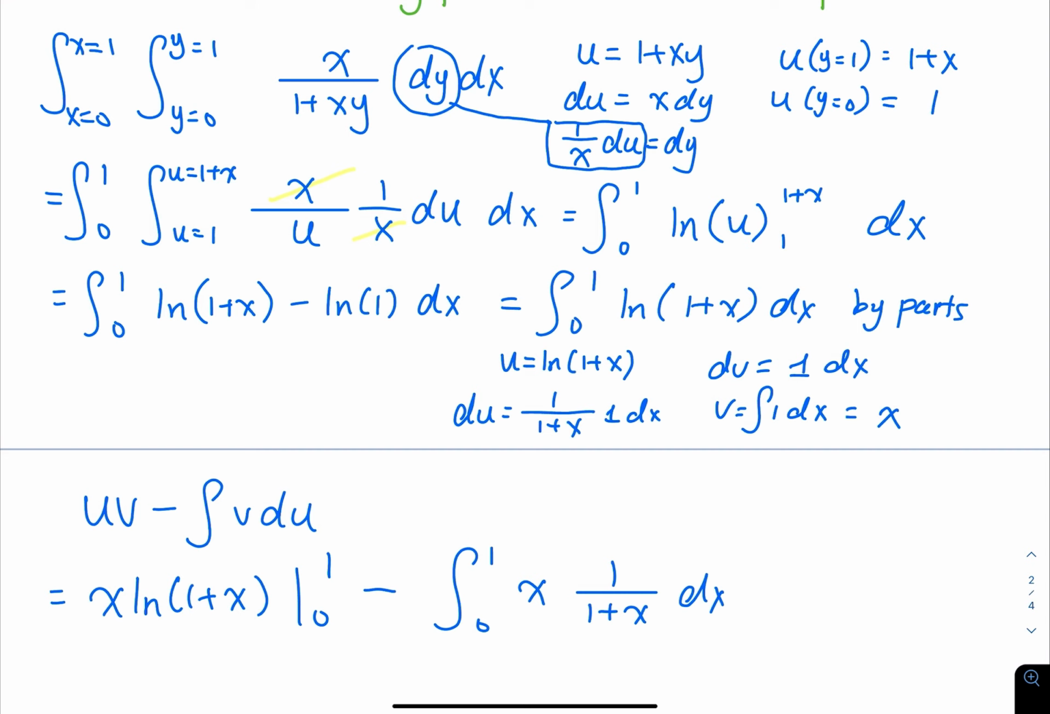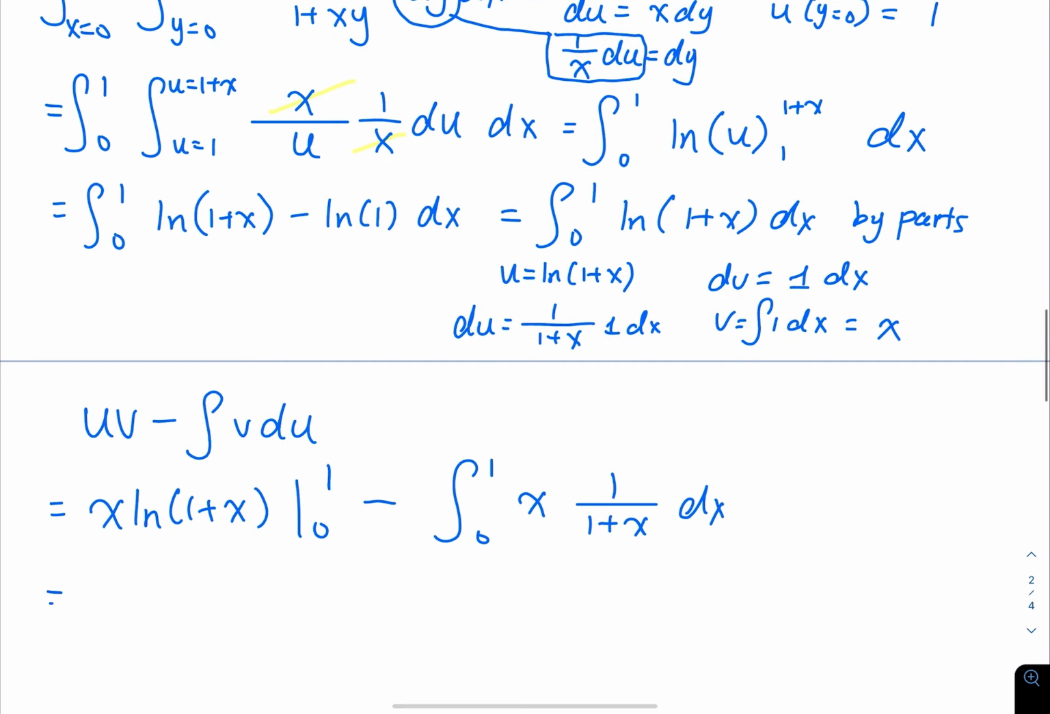Ooh, that will be another u substitution. Okay, let's see. This will be a ln, right? ln(1 + 1) is ln 2, minus 0 times ln 1, which is just all 0. So this will be another u substitution.